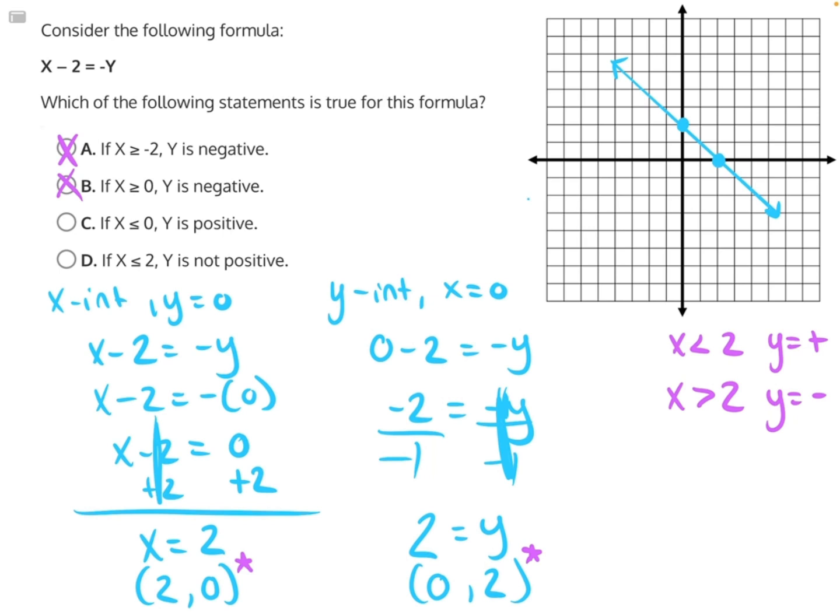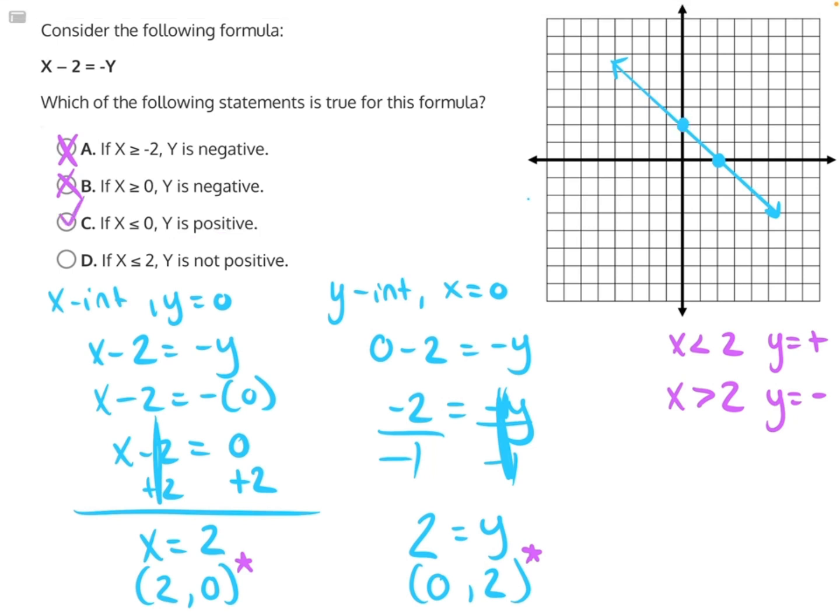C says if x is less than or equal to 0. So in this case, we're starting here, and we're saying everything less than 0 has positive y values. And that is true, because all of these values over here are extending upwards into positive infinity. They will always be positive, making C our correct answer.